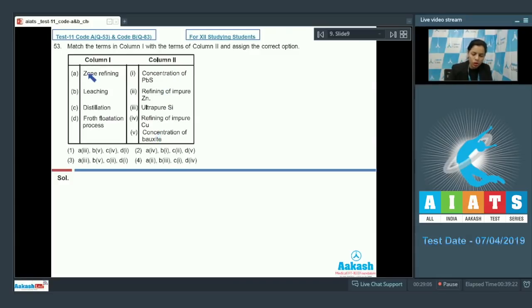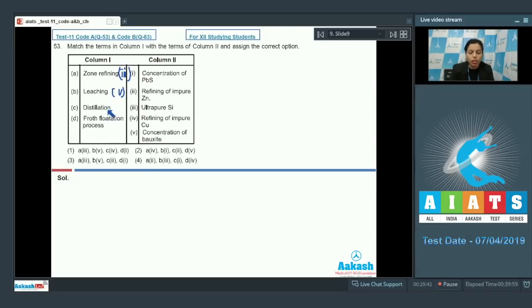If I talk about the first process, that is zone refining, that is done for obtaining ultra pure silicon that is used as a semiconductor. So in this case, you can match A with 3. Now, what about the second process? Leaching process. Leaching is used for the concentration of bauxite. Even this process is also used for the concentration of gold or silver. So in this case, you can match B with the fifth one.